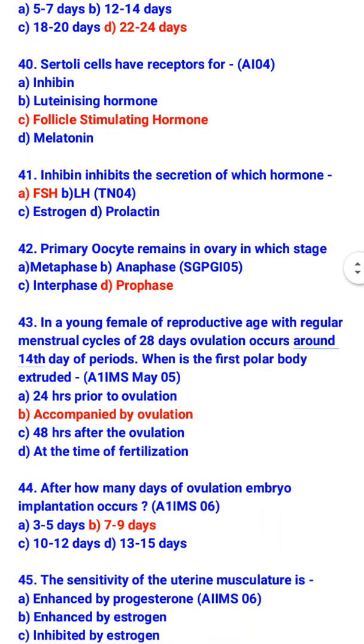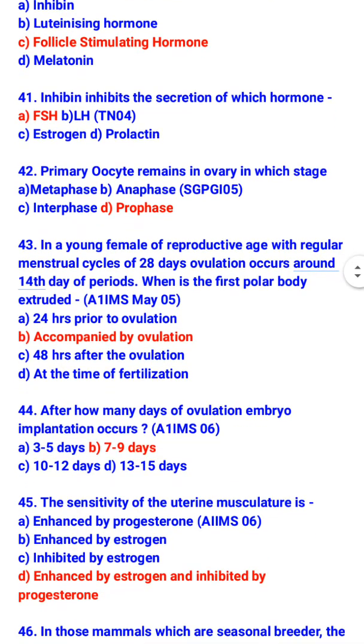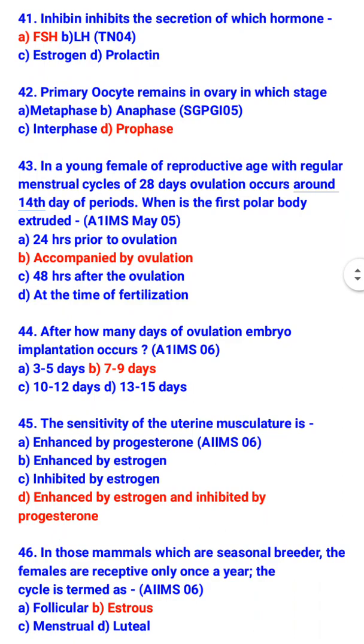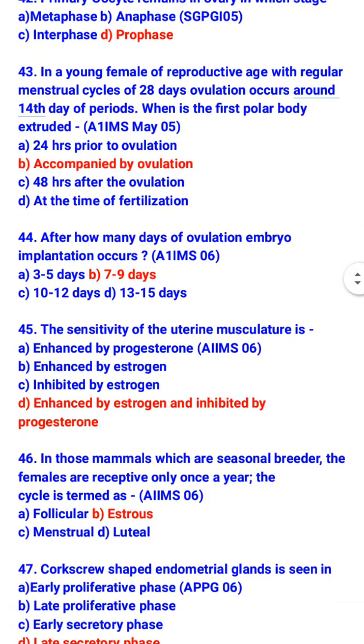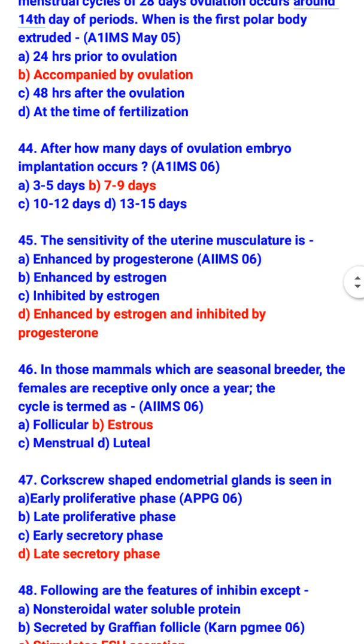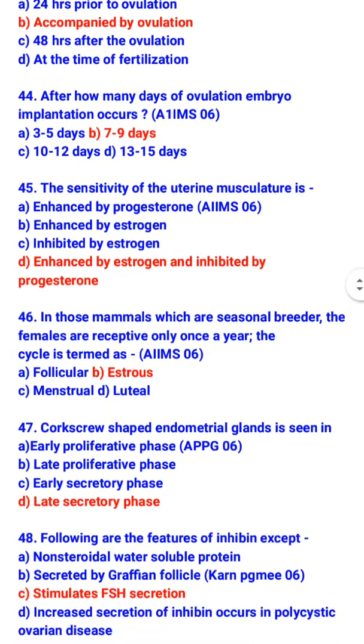Primary oocyte remains in the ovary in which stage? Prophase. In a young female of reproductive age with regular menstrual cycles of 28 days, ovulation occurs around 14th day of periods. When is the first polar body extruded? Accompanied by ovulation. After how many days of ovulation does embryo implantation occur? 7 to 9 days. The sensitivity of the uterine musculature is enhanced by estrogen and inhibited by progesterone. In those mammals which are seasonal breeders, the females are receptive only once a year. This cycle is termed as estrus.